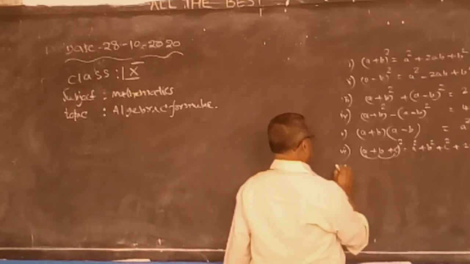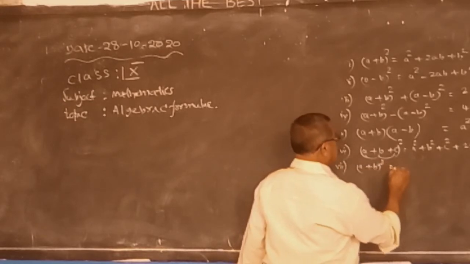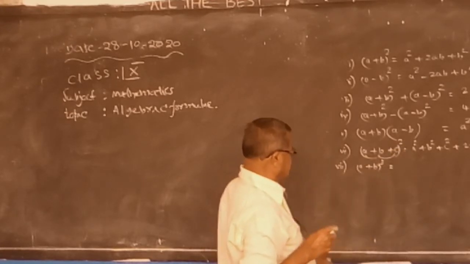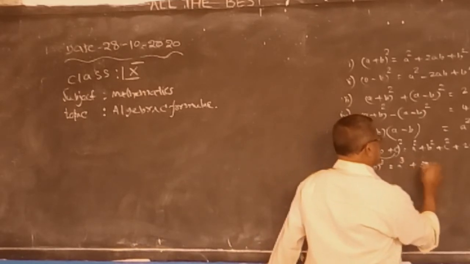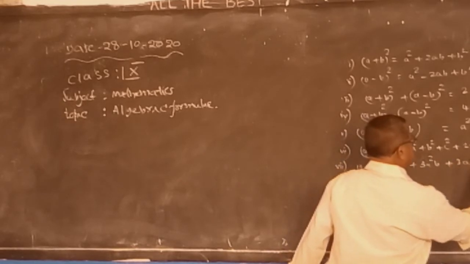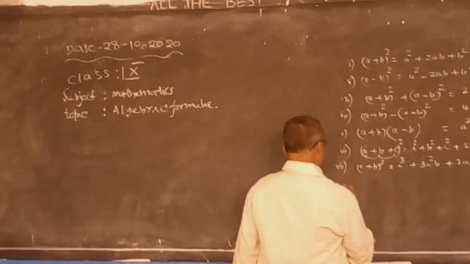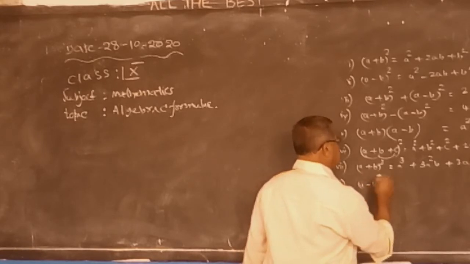And seventh, (a plus b) whole cube. Here power is 3, we get 4 terms: a cube plus 3a squared b plus 3ab squared plus b cube. And (a minus b) whole cube.